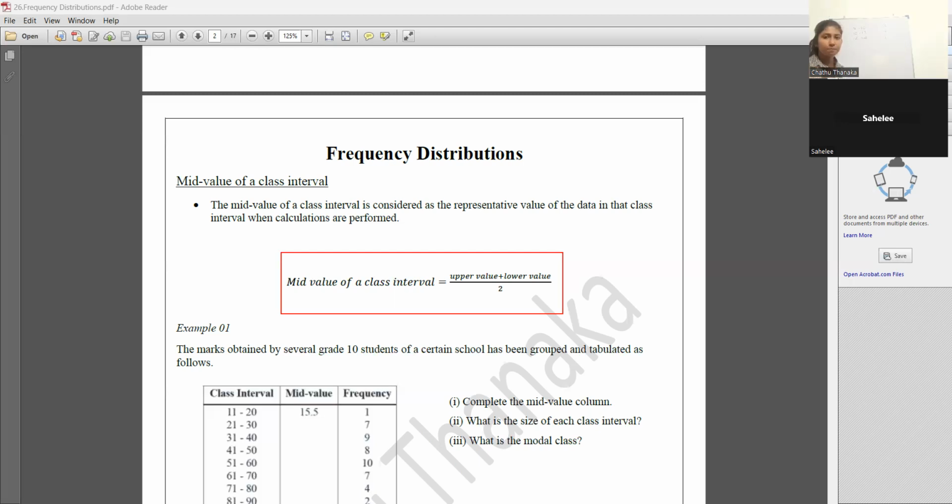And especially in this lesson, you are going to learn how we find the mean. Now, already you know the meaning of mean. Now, we are going to learn mean of group frequency data distribution.